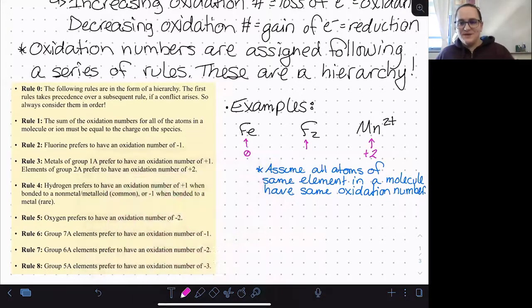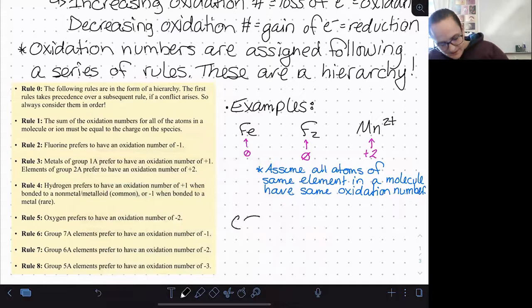So if they have to be the same and they have to add up to 0, they both have to be 0. So when we're assigning oxidation numbers, we are assigning them to each individual atom. So each fluorine atom has an oxidation number of 0 in these examples.